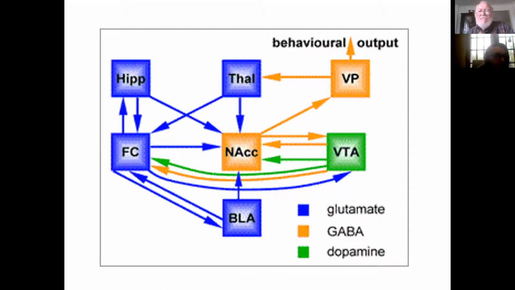So what you can see very importantly is the importance of the nucleus accumbens in the ventral striatum in modulating not only behavioral output, but getting all of the relevant information from cortical, limbic, thalamic, and then brainstem structures.